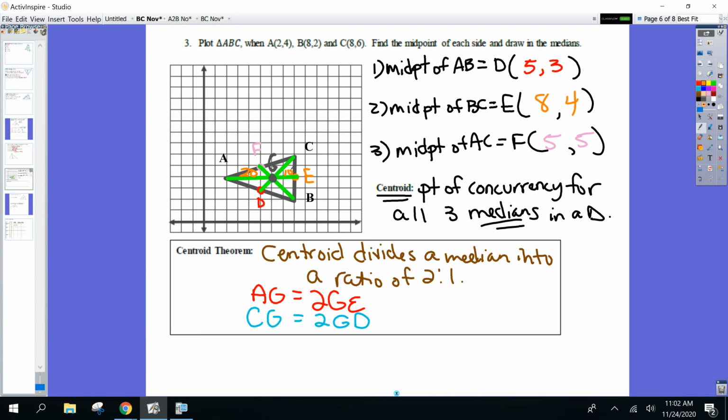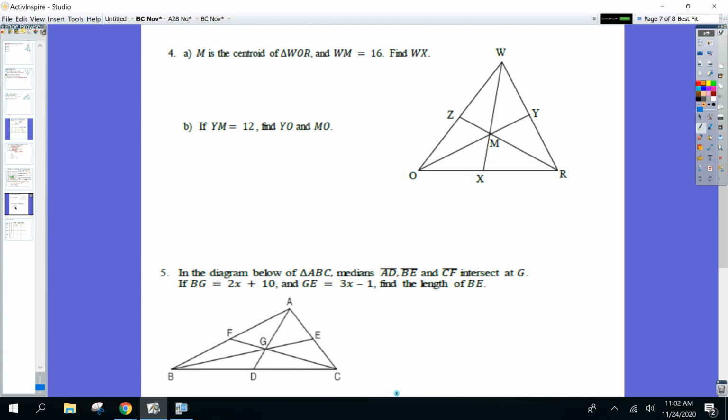Let's try it out now with some algebra. They tell us M is the centroid. So the first thing I see is that something's the centroid, and I'm thinking it breaks it up into a ratio of 2 to 1. That's where the mind goes. WM is 16, so that length is 16.